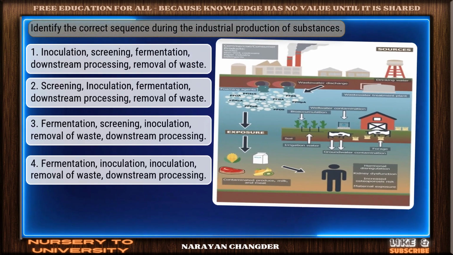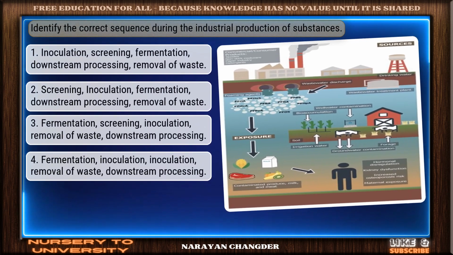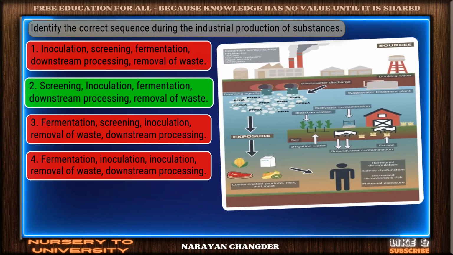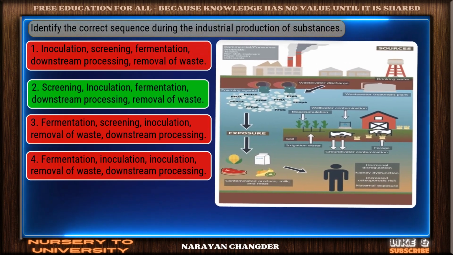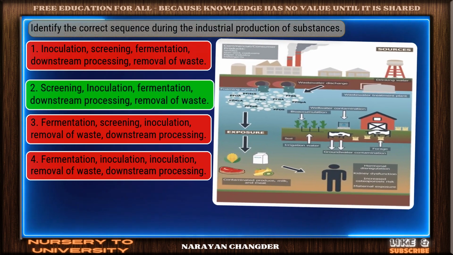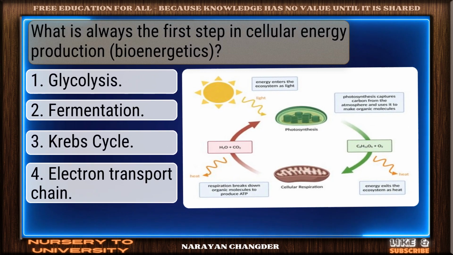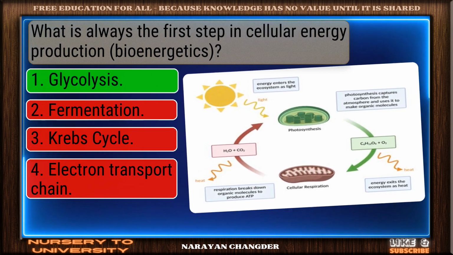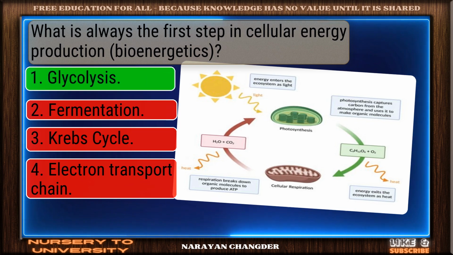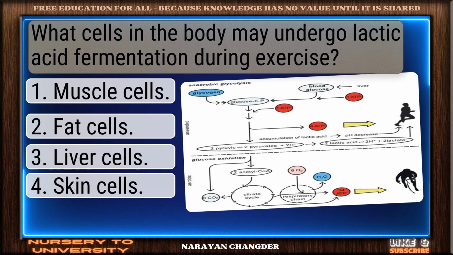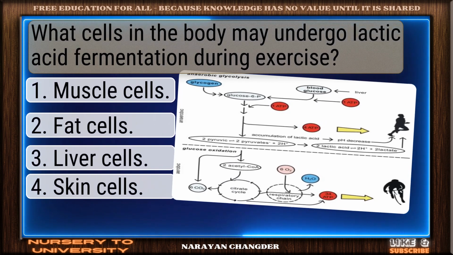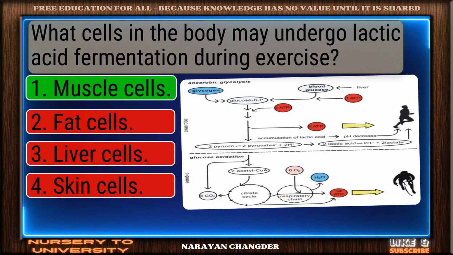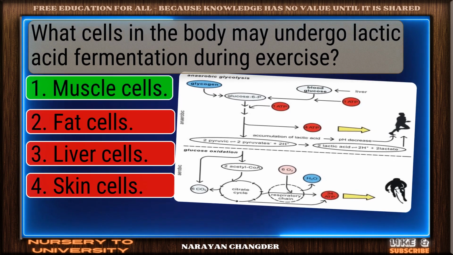Identify the correct sequence during the industrial production of substances. You're right. Screening, inoculation, fermentation, downstream processing, removal of waste is the correct answer. What is always the first step in cellular energy production? Good thinking. Glycolysis is the right answer. What cells in the body may undergo lactic acid fermentation during exercise? Smart pick. Muscle cells is the correct choice.